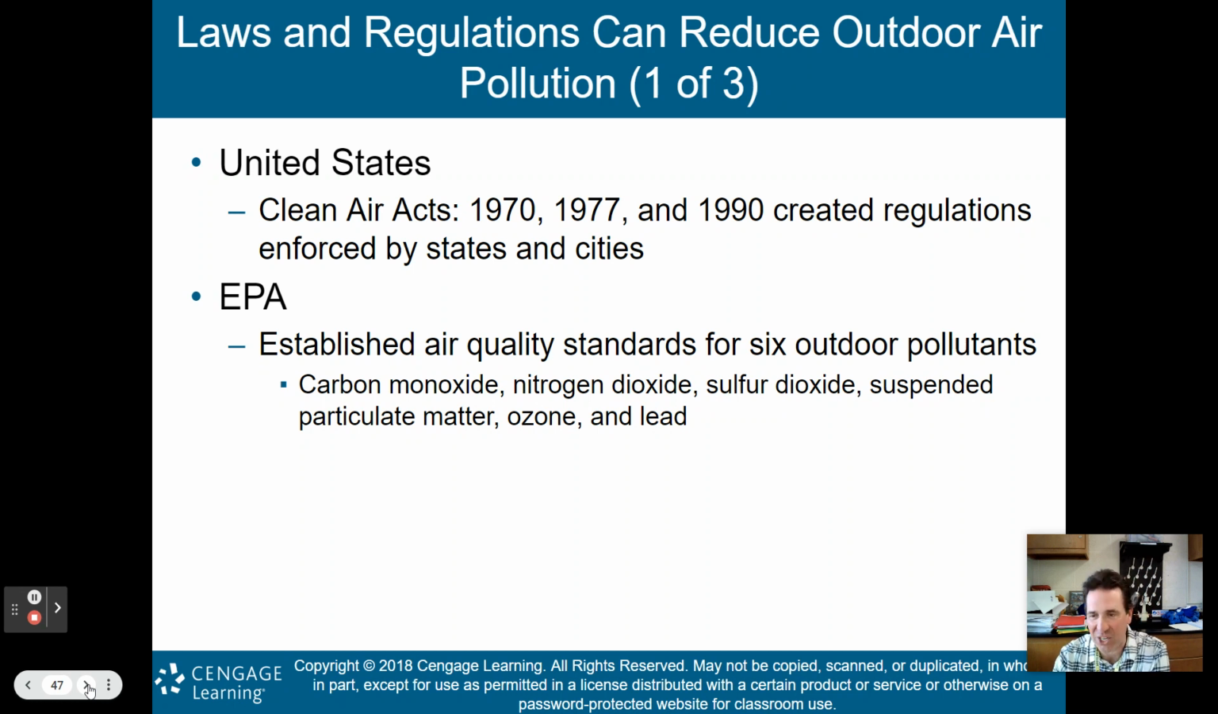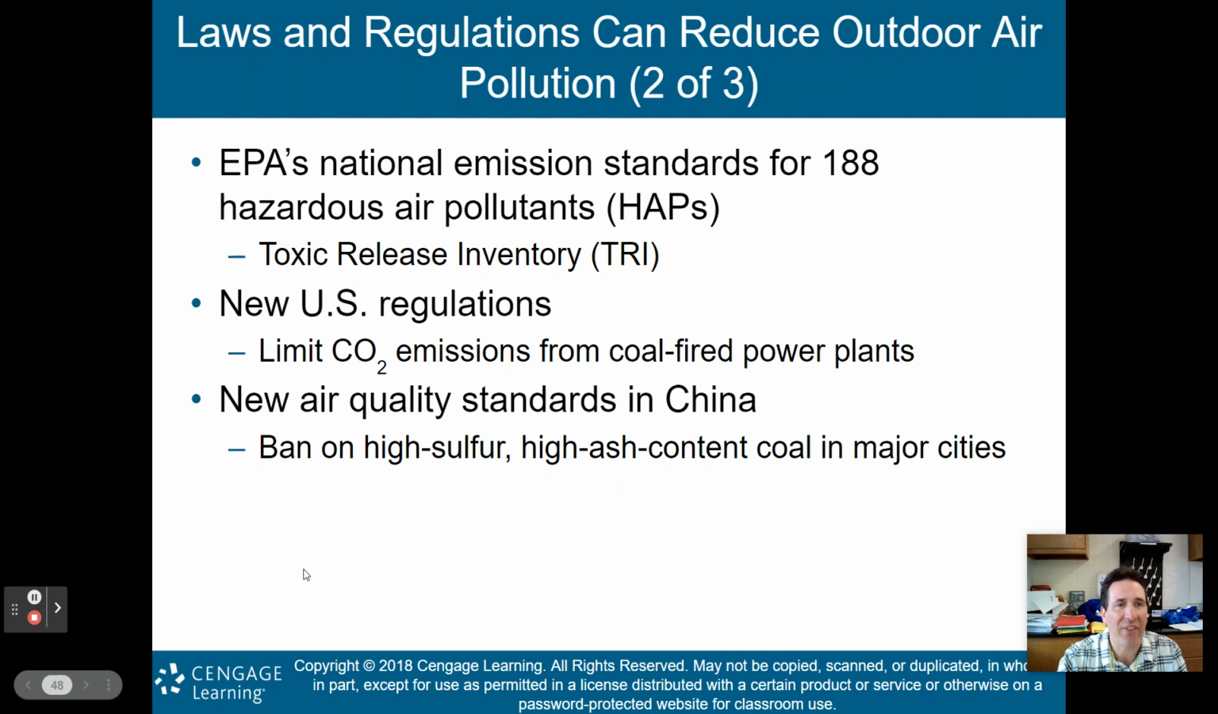The Environmental Protection Agency, the EPA, established air quality standards for 6 outdoor pollutants. Those 6 are carbon monoxide, nitrogen dioxide, sulfur dioxide, suspended particulate matter, which is just little particles suspended in the air, ozone, and lead. There are quality standards, so you cannot go above those standards for these 6 types of outdoor air pollutants. The EPA's national emission standards for 188 hazardous air pollutants, called HAPs, has also been created in their toxic release inventory, TRI.